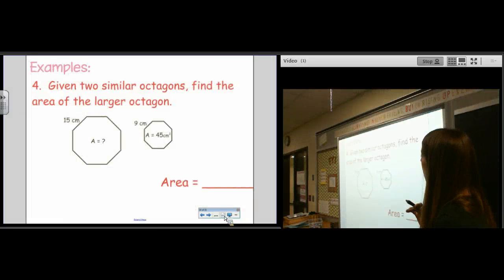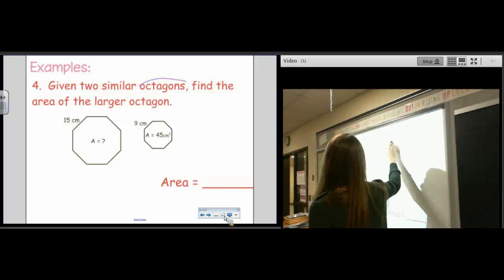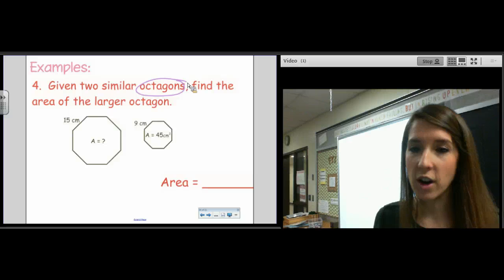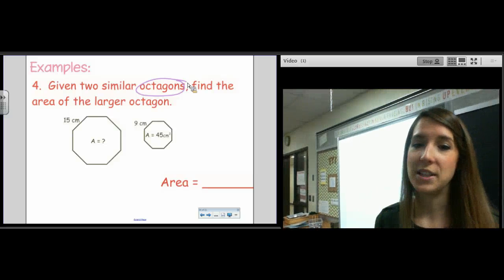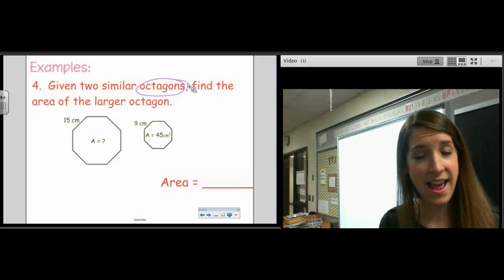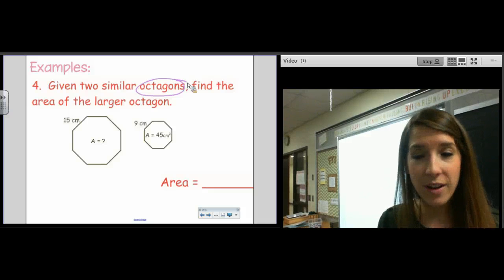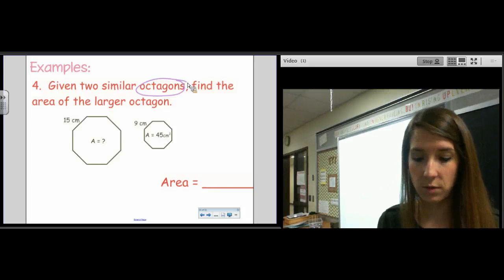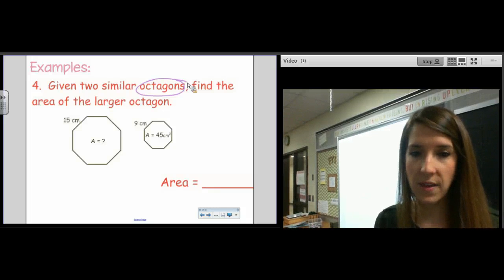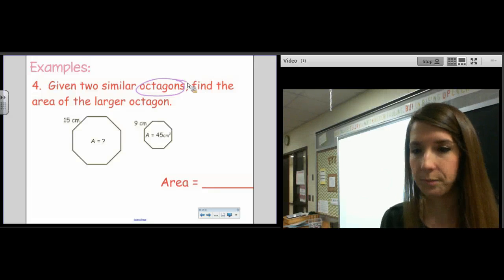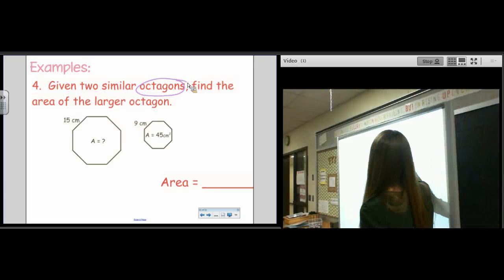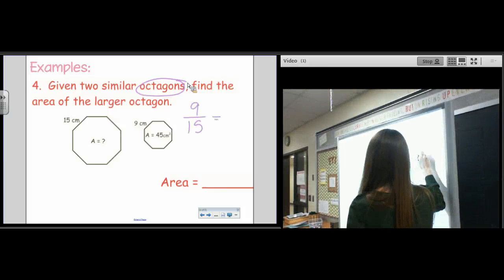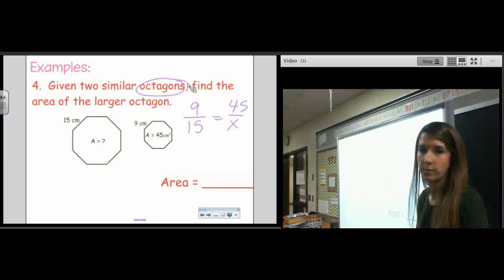Given two similar octagons, we could actually care less that they're octagons. Find the area of the larger octagon. So the good news is you're not actually having to find the area. Since you know they're similar, you can use proportions instead of using the area formula. So that is good news. Quan, whenever you're ready with the area, let me know. You can type it in. Let me set y'all up. 9 is to 15 as 45 is to x.